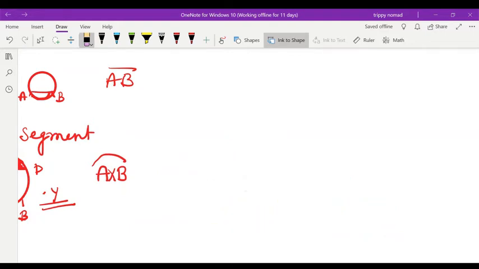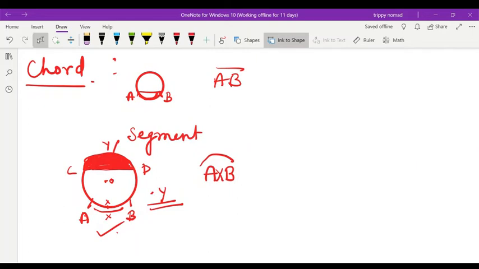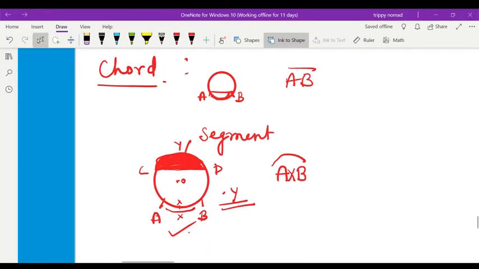Properly you have to write: a region in the interior of the circle which is enclosed by an arc, this one, arc CYD, and this one CD, what was that? CD was a chord. That is called a segment, and this area is called a segment.